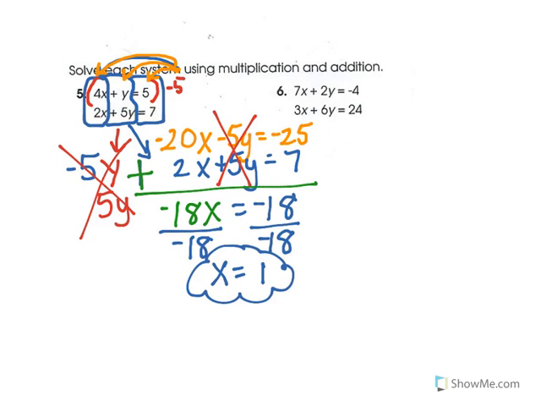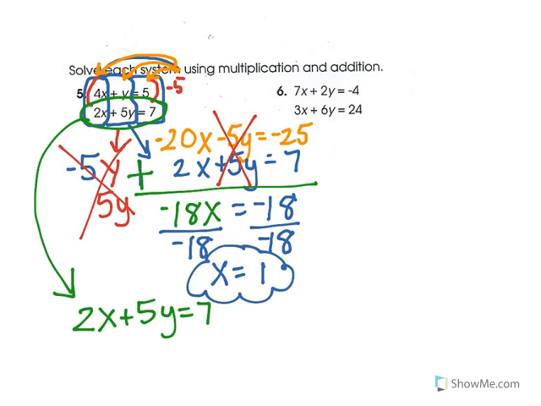Now I'm going to take the x equals 1 and I'm going to substitute and plug in into one of these equations. I'm going to pick the second equation. I could have done it for the first equation, but I'm going to use the second one. So I'm going to write 2x plus 5y equals 7, and I'm going to plug in x. So 2 times 1 plus 5y equals 7. Multiply 2 times 1, which is 2.